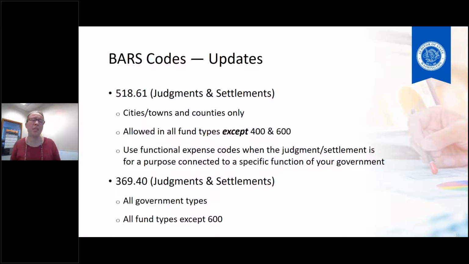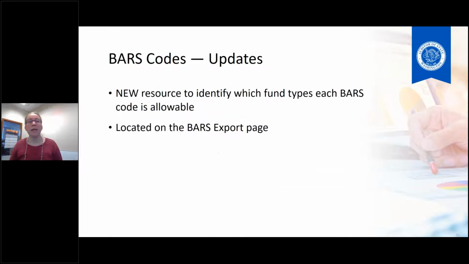On the revenue side, 36940, also entitled Judgments and Settlements, so do watch that. This is available to all of our governments and in all funds except those fiduciary funds. On to our next item, which is really exciting.